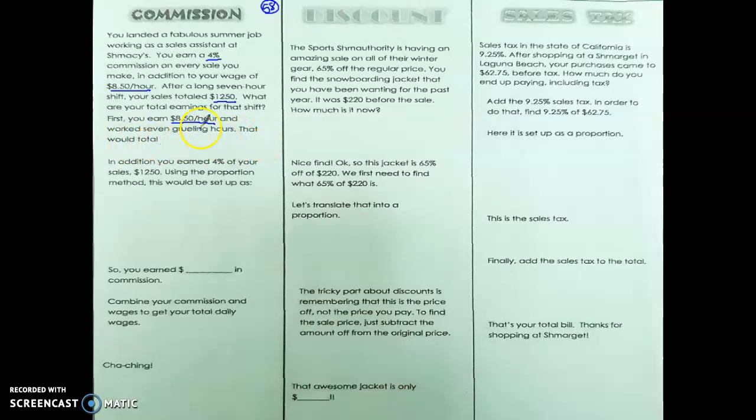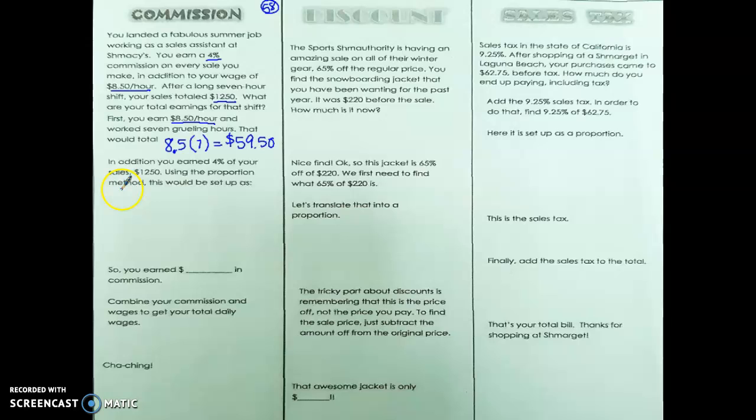That would total, so we're going to take our hourly wage, $8.50, and multiply that by how many hours we worked. Well, that's 7. So when you do that, you get $59.50. So that's my daily wage, even if I had sold $0 worth of merchandise. But we know we sold $1,250 worth of stuff. In addition, you earned 4% of your sales, which were $1,250.